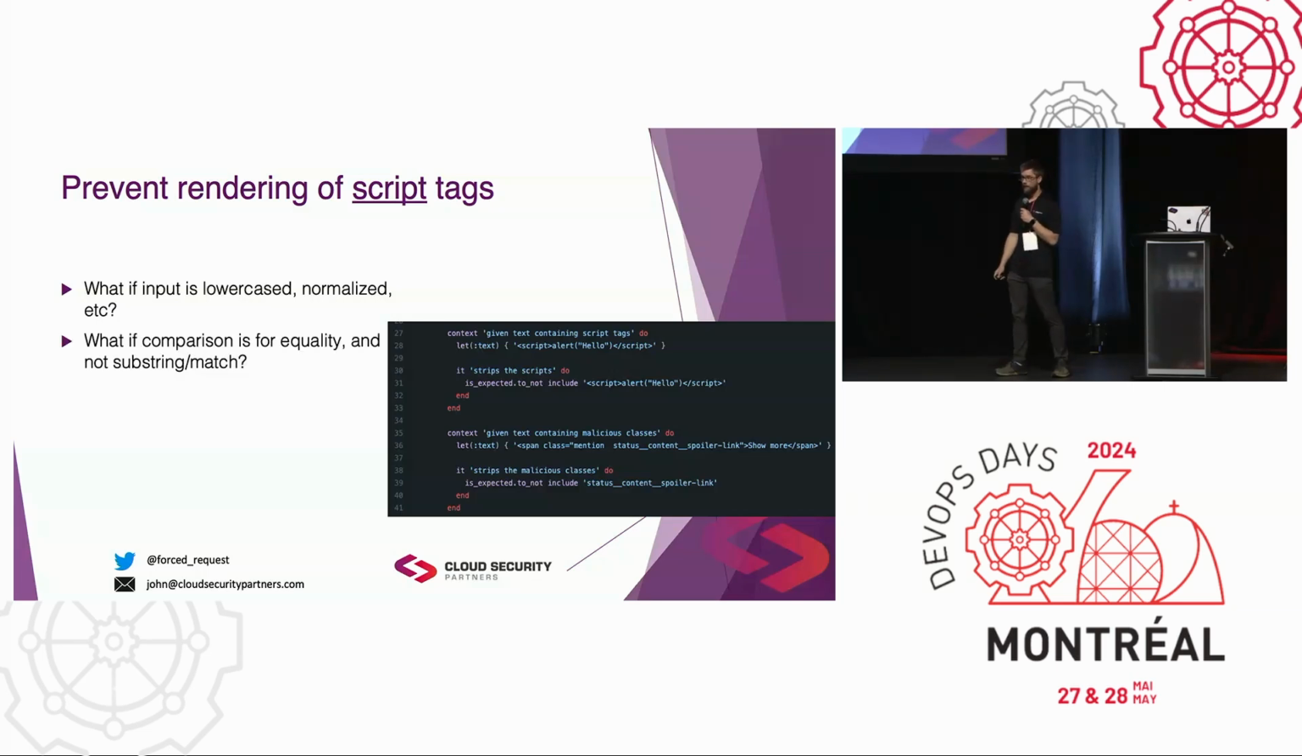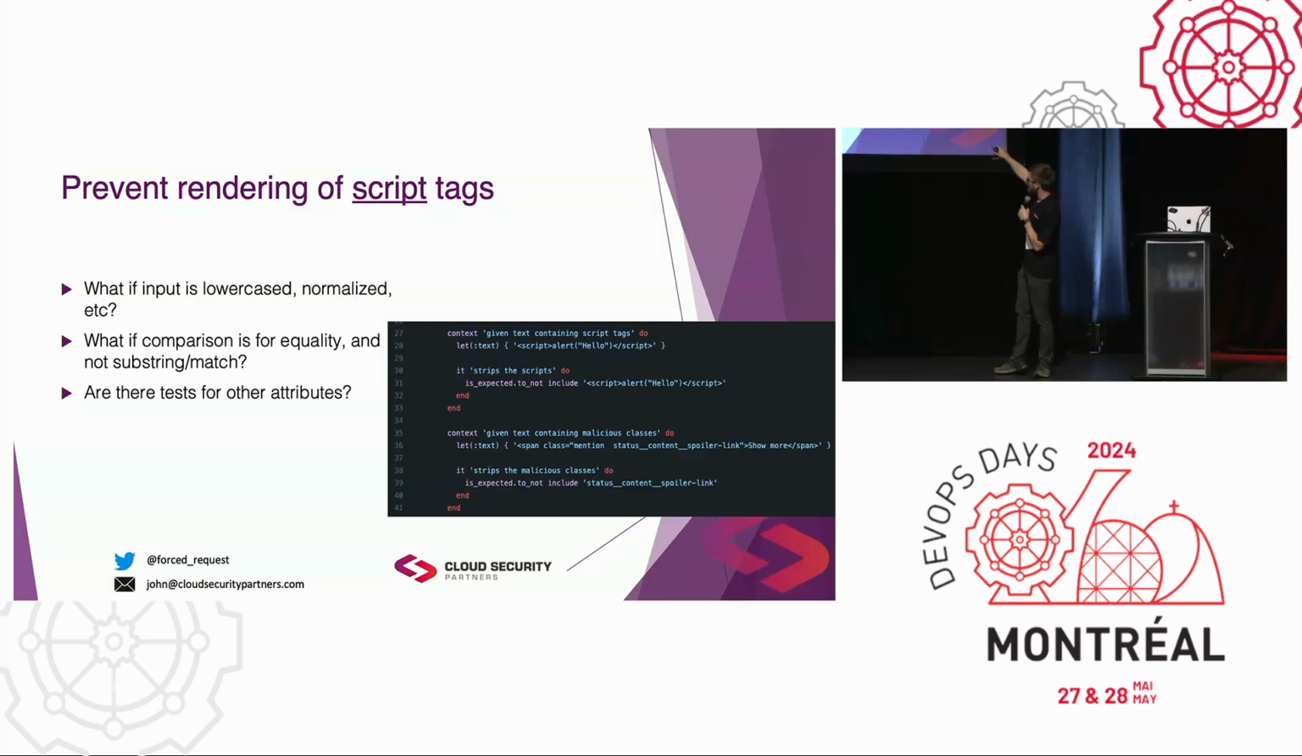And then again, this is a little more subtle, but sometimes the comparison is for equality, but it should probably be a substring or a match. So for instance, we know the HTTP response is not going to equal that specifically, but the HTTP response could include that. So that's something we want to be on the lookout for as well. And are there tests for other attributes?